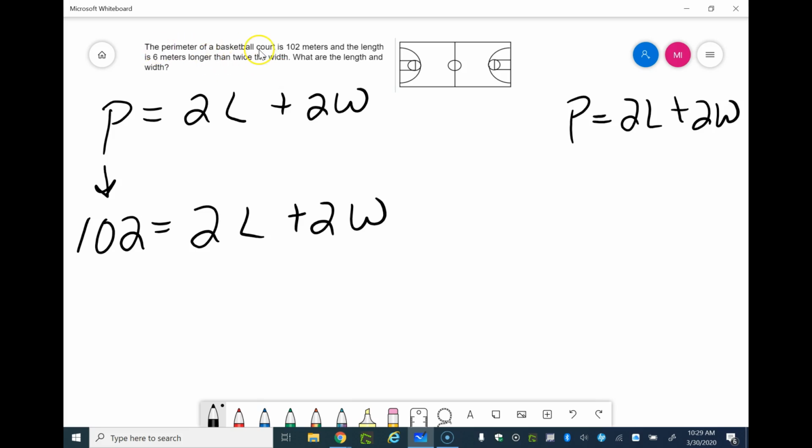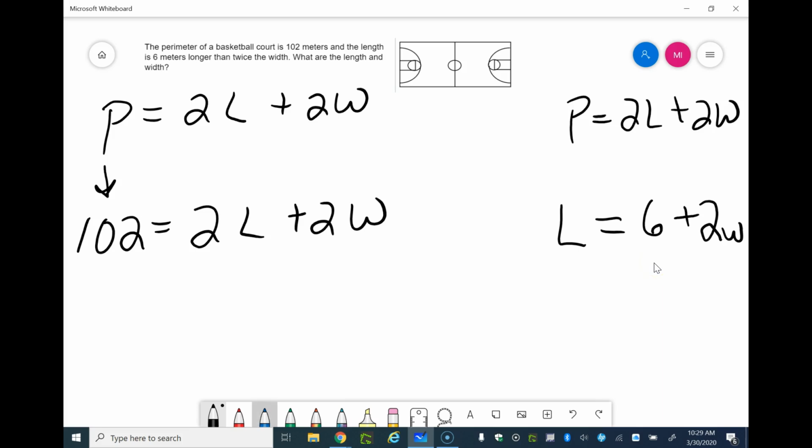So that's just reading the first part. The length is, so we can stop there. The length is, so off to the side, the length is 6 meters longer than, plus sign, twice the width. I'm going to double it. So the length is 6 meters plus twice the width.